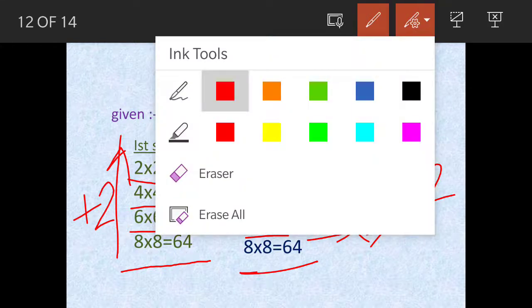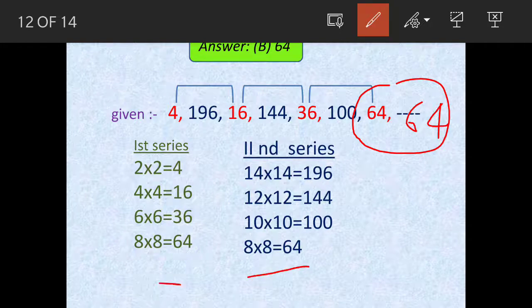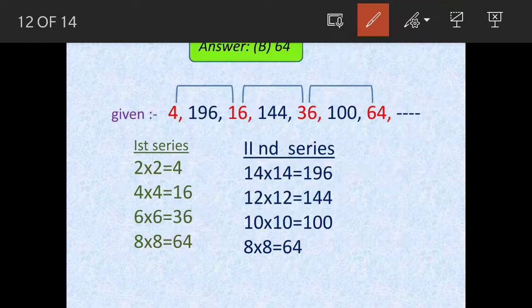I'll erase the markings. 64 is the answer. The answer is slightly confusing because the last term is 64 and the missing term is also 64. But if you see the logic, this is how 64 has been arrived at. So this answer is also correct.